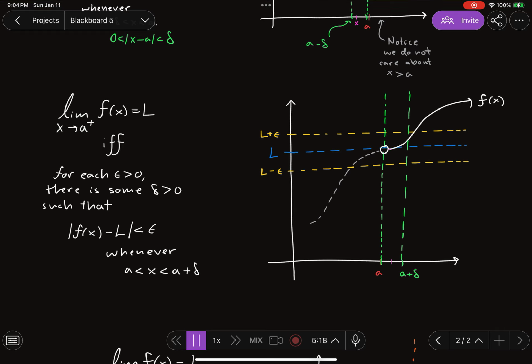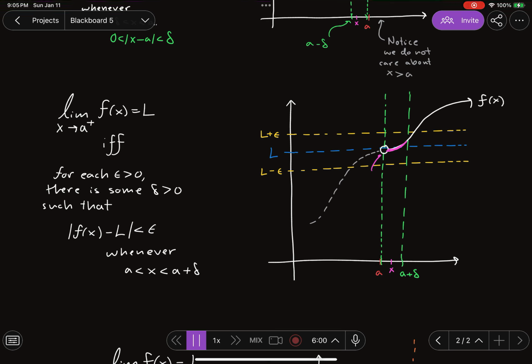And notice up here, we have grappled the function value. And of course, we do not care about this guy right here. We don't care about f of a or if it even exists. We only care about evaluating the x values on the right side of a within this delta interval. And if we can always find this delta interval, no matter what the epsilon is, if we could always find a delta interval on the right side of a that grapples the function within the yellow bands, then we can say that the limit of f of x as x approaches a from the right exists and is equal to L in this case.